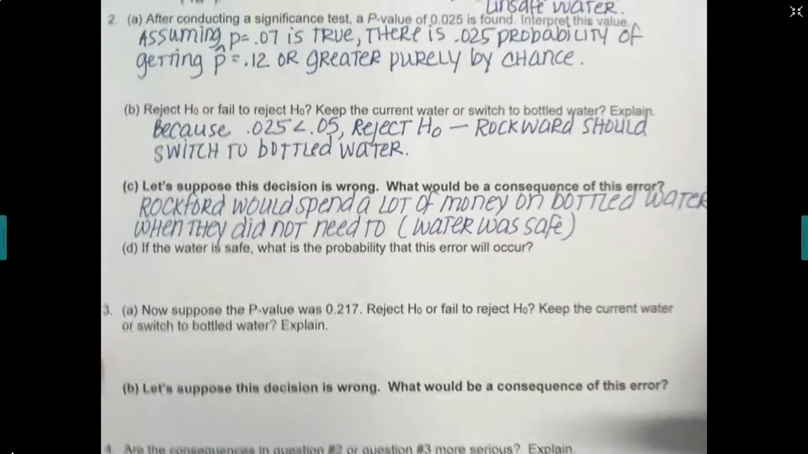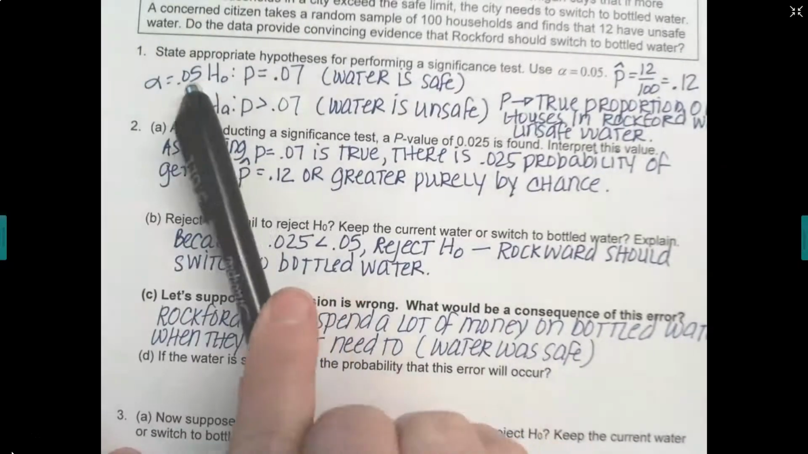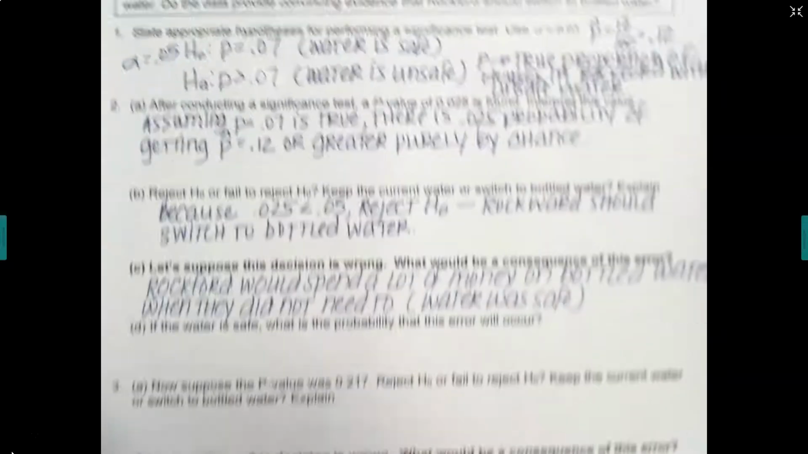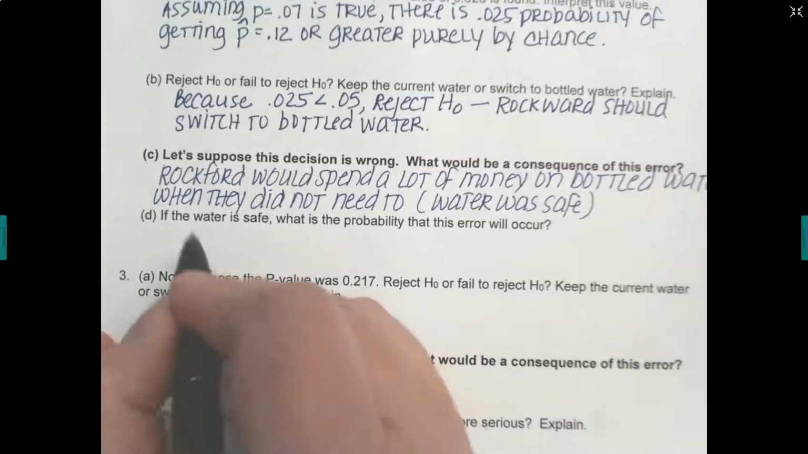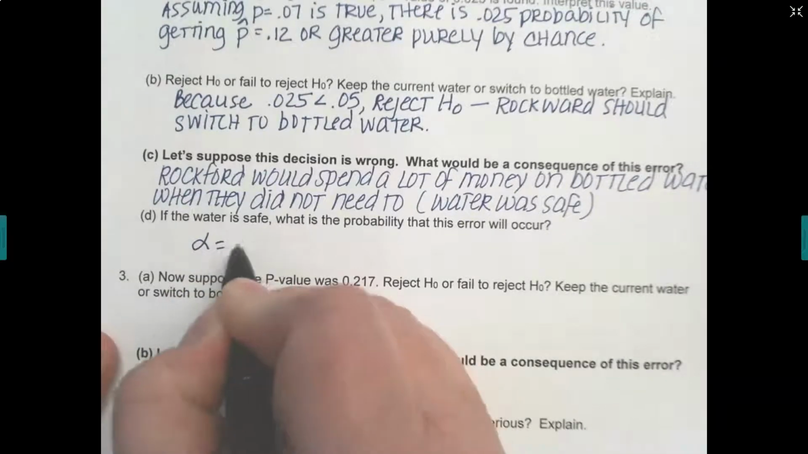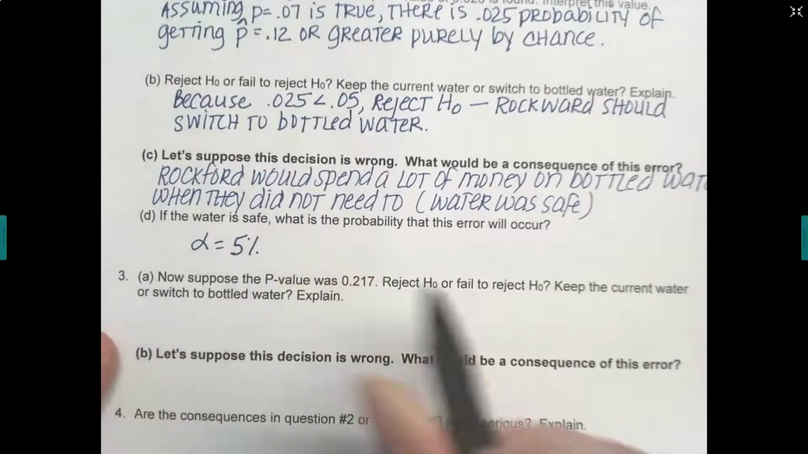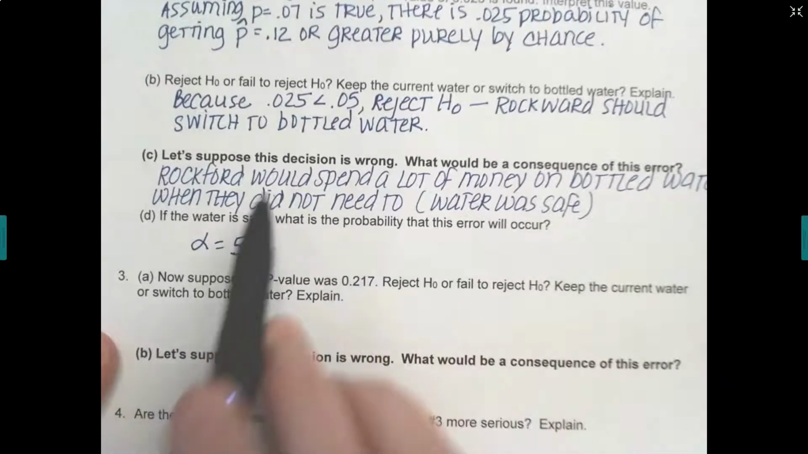If the water is safe, what's the probability that this error will occur? Well, what's your alpha level? Let's look up here. Our alpha is 5%. That's the probability of an error. So because our alpha is 5%, that's the probability that we could make that error.